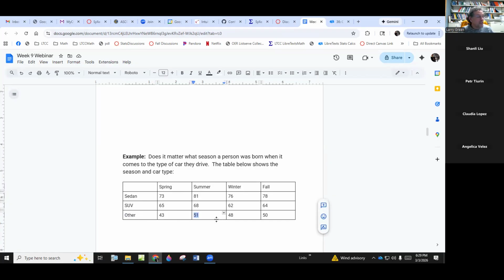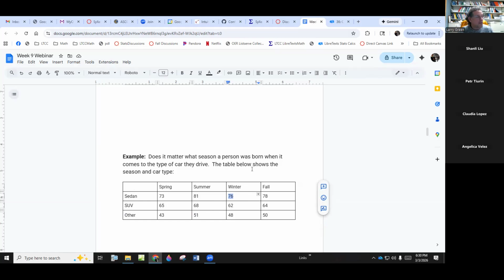Okay. So this 51, just to let you know what these numbers mean, means that of the survey that was done, 51 of the people were born in the summer and drive another kind of car. Whereas, say, 76 of the people were born in the winter and drive a sedan. So that's how you read this table. These are counts in the table. Any questions on reading the table?